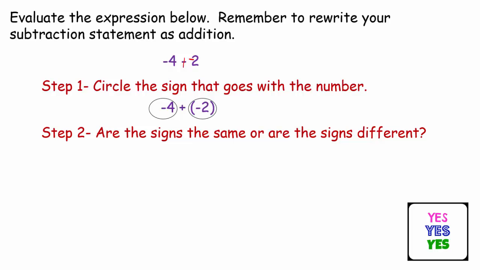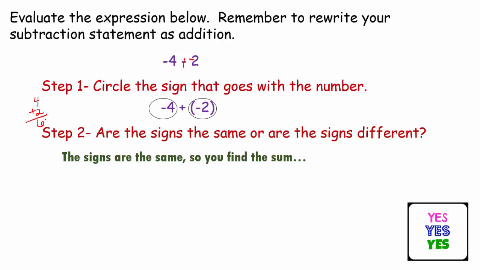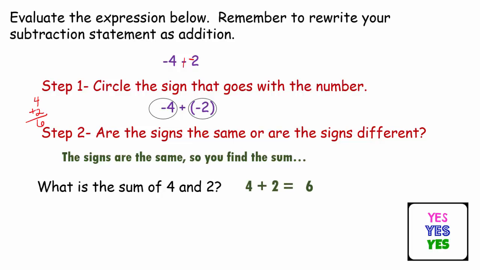Well, if I look, they're both negative. The signs are the same, so I'm going to find the sum. Off to the side, I could find the sum: 4 plus 2. Sum means to add. So we know our answer is going to involve a 6. What's the sum of 4 and 2? The sum of 4 and 2 is 6.